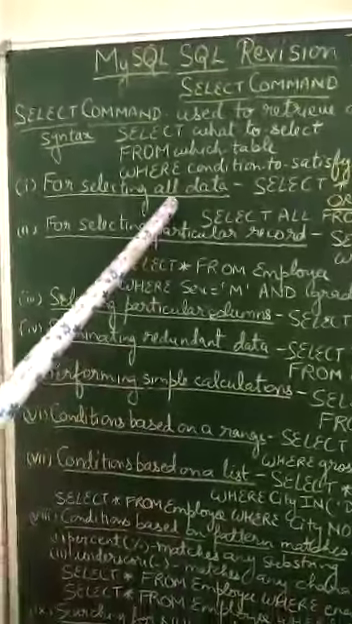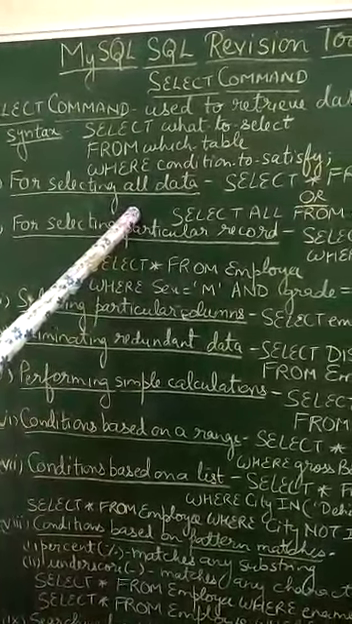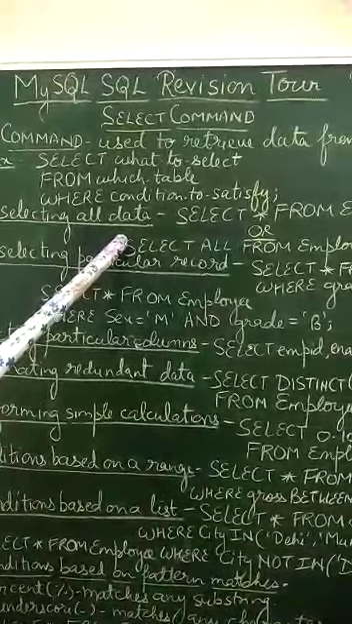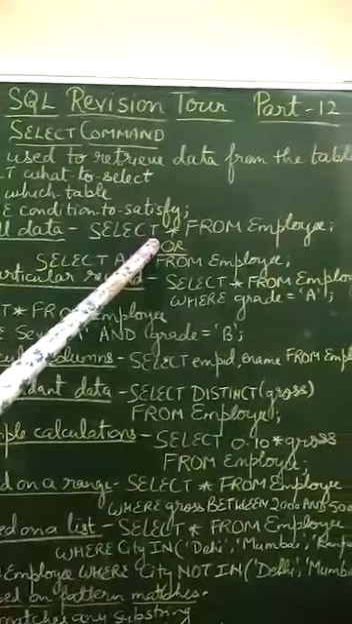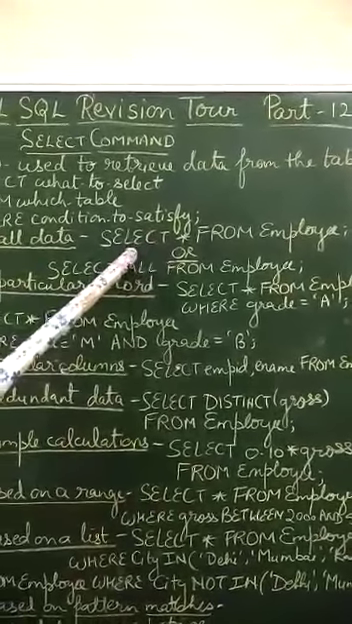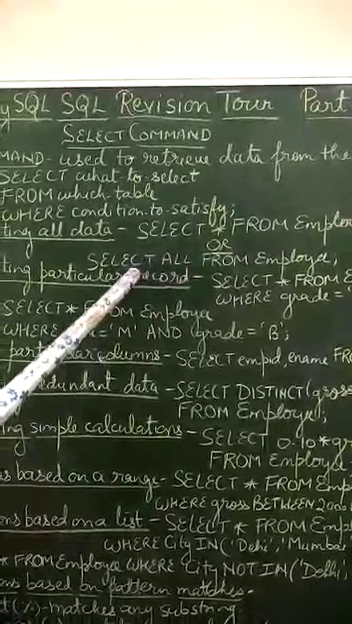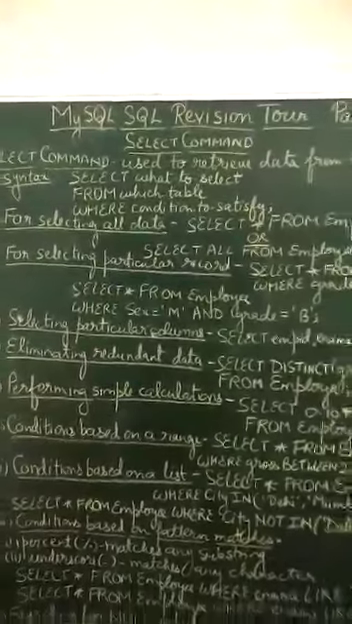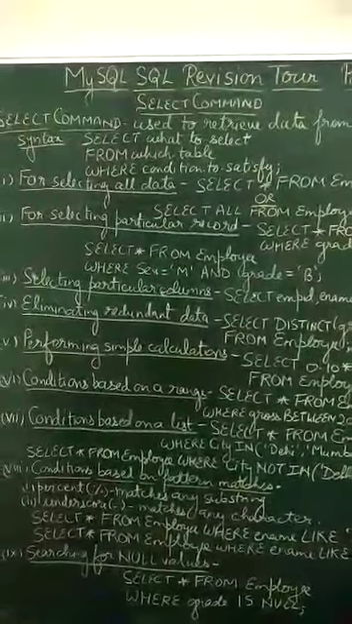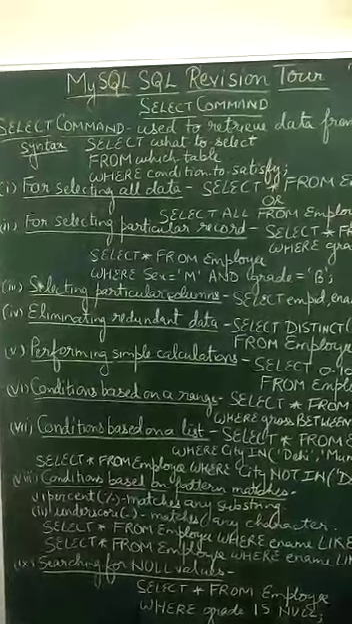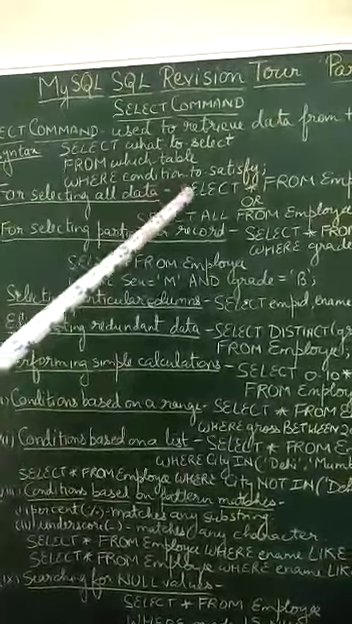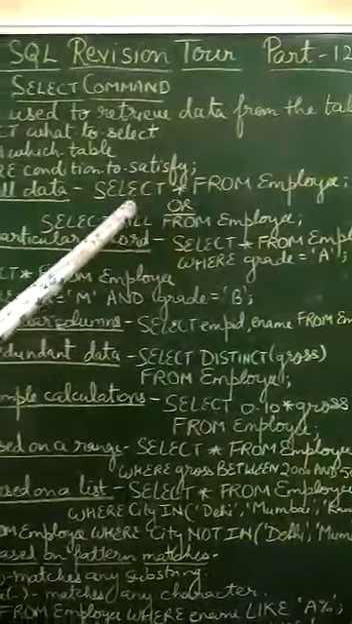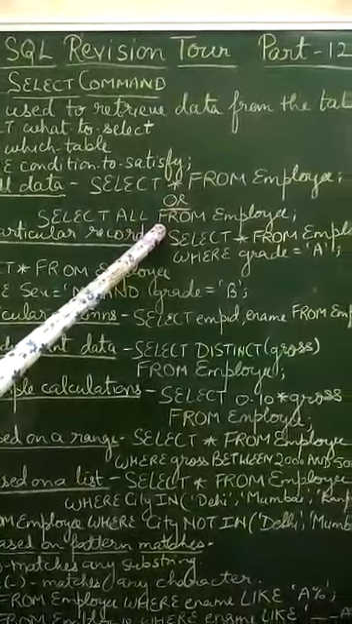Firstly, for selecting all data. Children, for selecting all data from the table, you just need to specify asterisk with the select command, or the all clause with the select command. For example, you want to select all data from the employee table, then you may write in the following manner: select asterisk from employee, or you can write select all from employee.